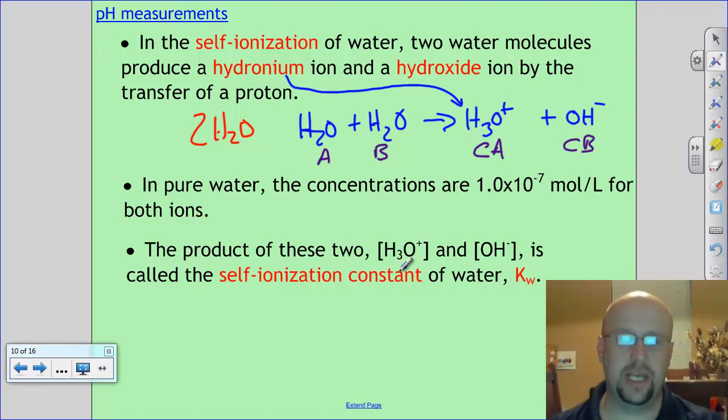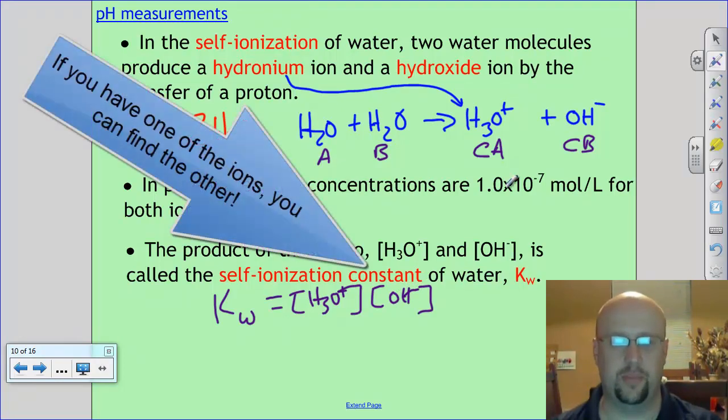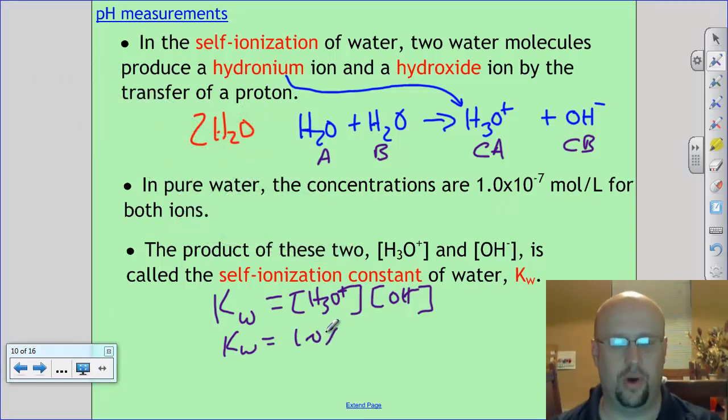Now, if we take these two things and multiply their concentrations together, remember that brackets mean concentration in molarity, then we get what is called the self-ionization constant of water. We take this hydronium, or hydrogen, you can just call it hydrogen, that will work out just fine also, and multiply those two things together. If they're both 1.0 times 10 to the negative 7th, then that gives us a Kw value of 1.0 times 10 to the negative 14th.